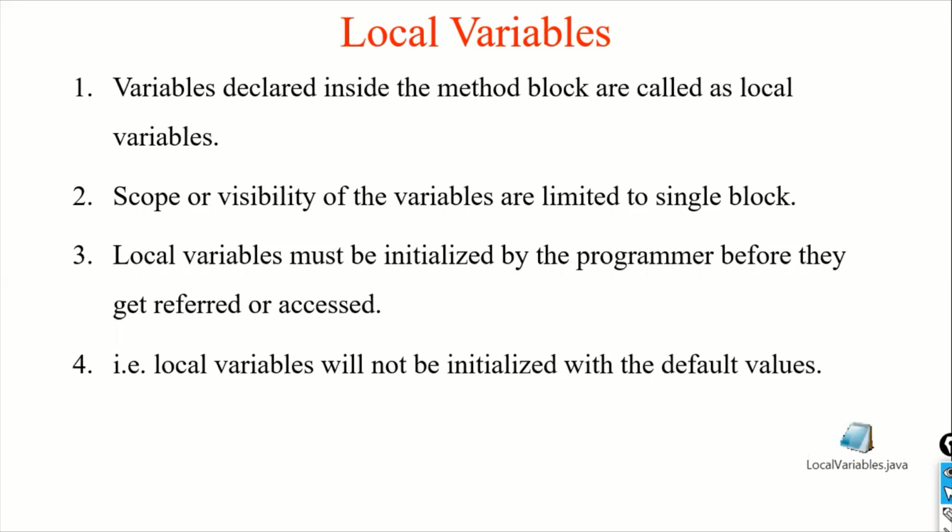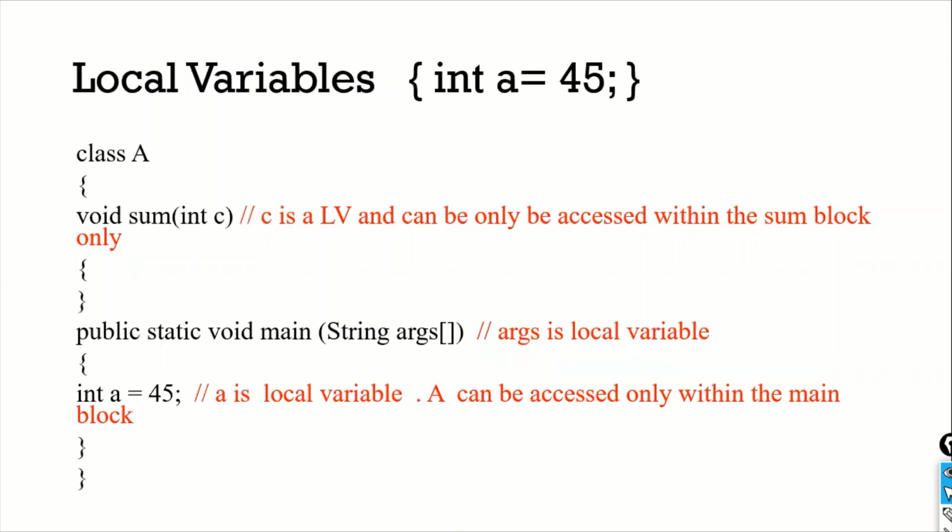Now, let's look into the instance variables. So if we look into this, C is a local variable, args is a local variable, and 45 is also a local variable. So C can be accessed only within this block. Args and 45 can be accessed only in this particular main block.